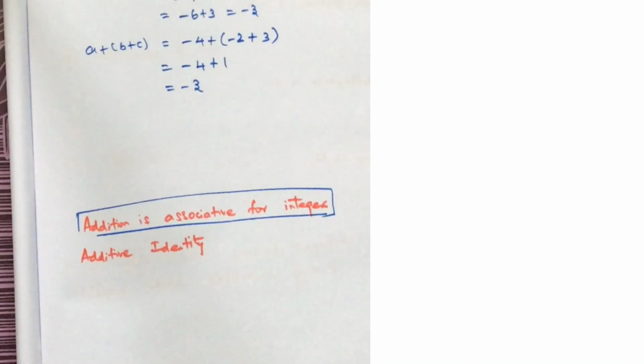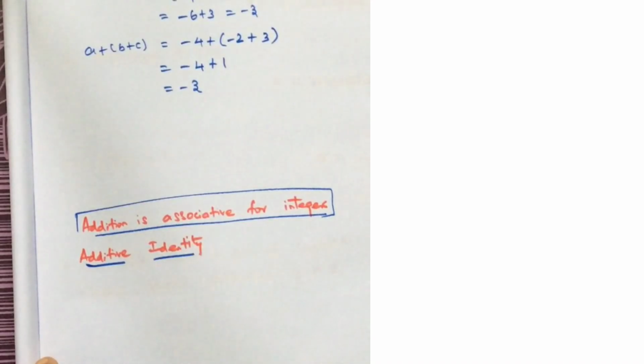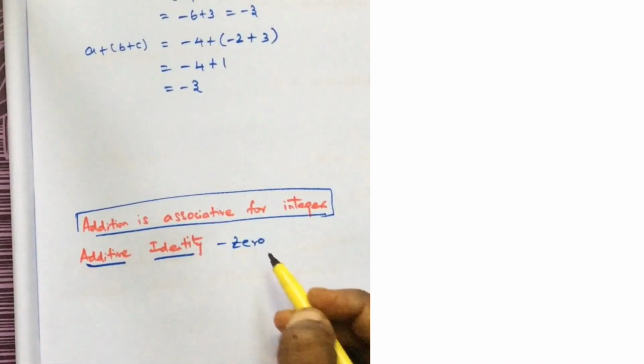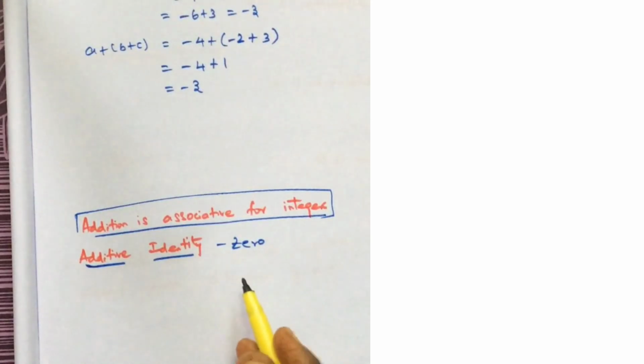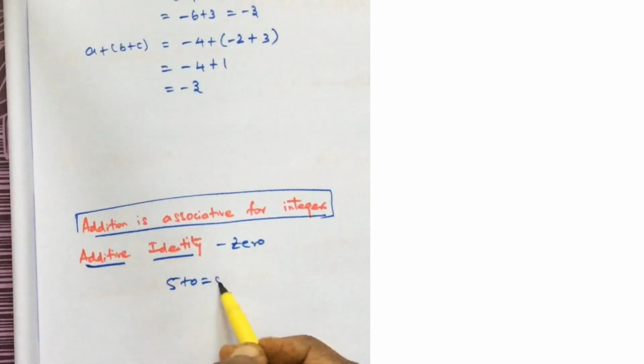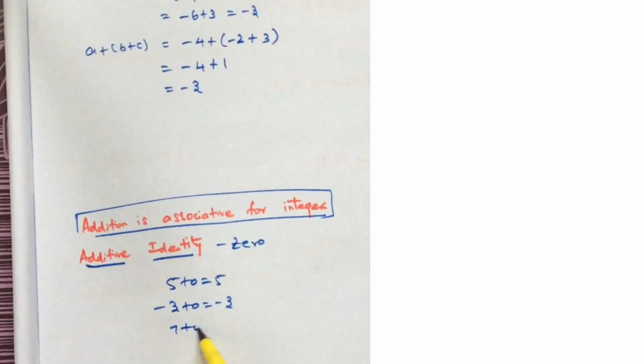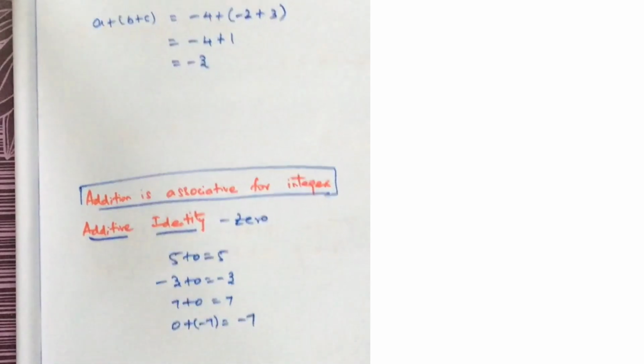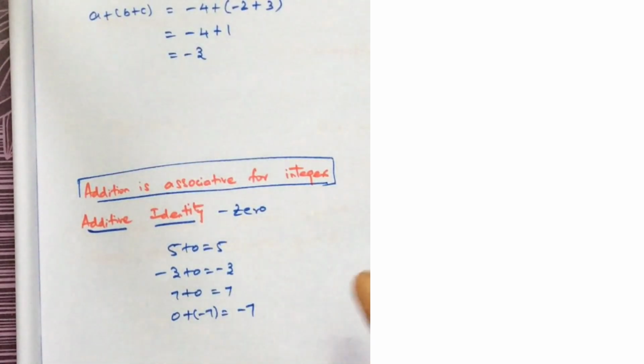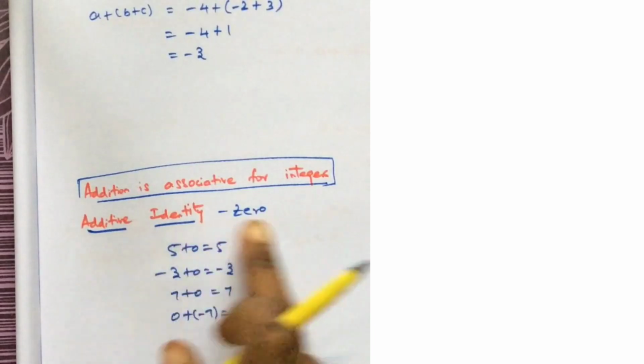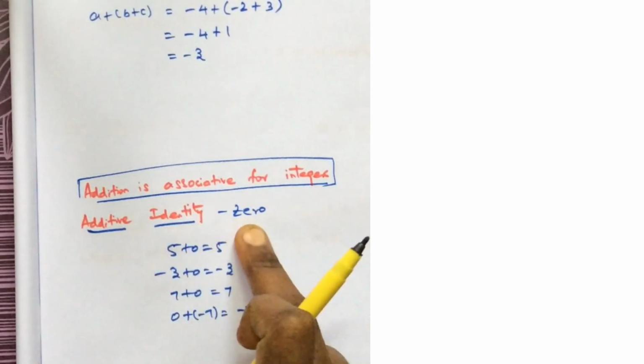The next property is additive identity. What is the additive identity for integers? The answer is 0 is the additive identity for integers. What that means is if you add 0 to any integer, 5 plus 0 is 5, -3 plus 0 is -3, 7 plus 0 is 7, 0 plus (-7) is -7. Here plus into minus becomes minus, that is 0 minus 7 is -7. If you add 0 to any integer, you will get the same integer. So 0 is called the additive identity for integers.